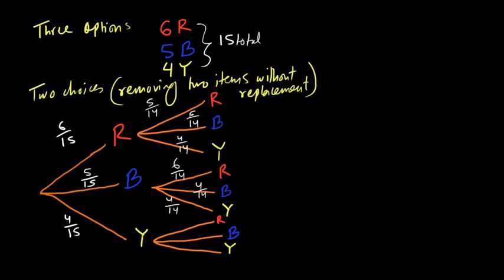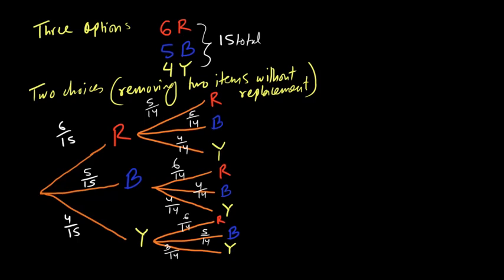Now if you remove one yellow, the second one is going to be 6 by 14 for red, because no red has been removed. In case of blue, it is going to be 5 by 14, because no blue has been removed, only one has been removed from the total, so that's why it's 14. And in case of yellow, it is going to be 3 out of 14, because one yellow has been removed.